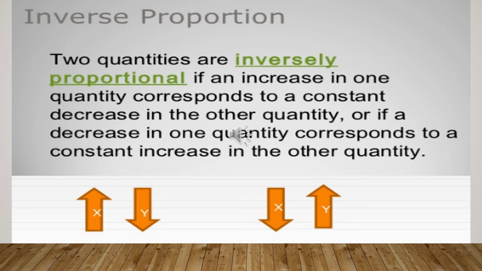Two quantities are inversely proportional if an increase in one quantity corresponds to a constant decrease in the other quantity, or if a decrease in one quantity corresponds to a constant increase in the other quantity. It means that if we have two quantities x and y, if x is increasing, then y will be decreasing, or if x is decreasing, then y will be increasing.